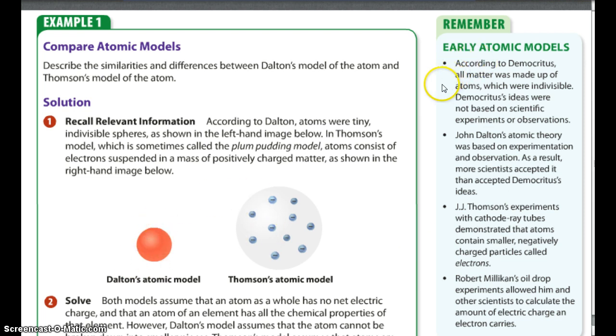All right. Early atomic models. According to Democritus, all matter was made up of atoms which were indivisible. Democritus' ideas were not based on scientific experiments or observations because, well, they didn't have the technology. John Dalton's atomic theory was based on experimentation and observation. As a result, more scientists accepted it than accepted Democritus' ideas. J.J. Thomson's experiment with cathode ray tubes demonstrated that atoms contain smaller, negatively charged particles called electrons. Robert Millikan's oil drop experiment allowed him and other scientists to calculate the amount of electric charge an electron carries.